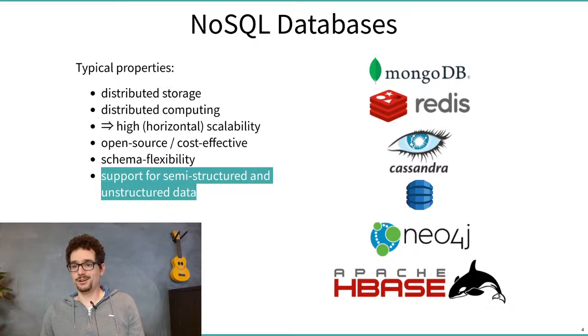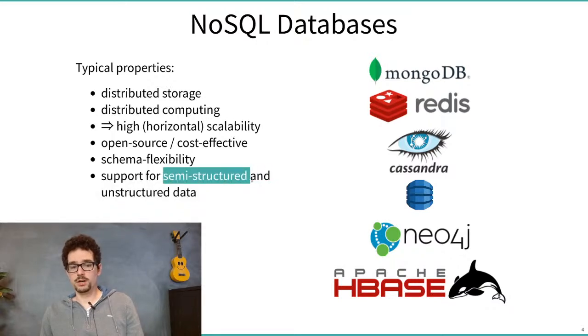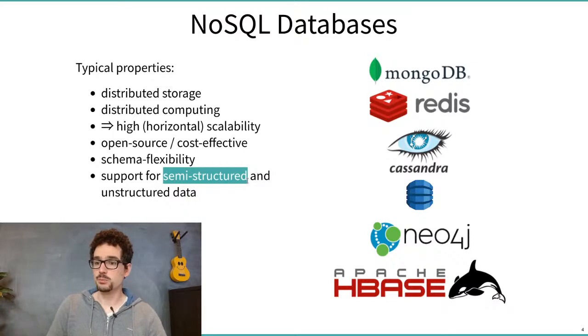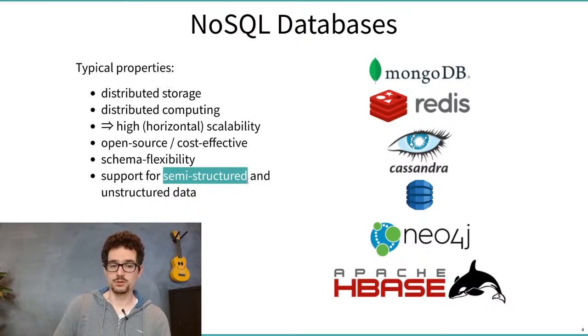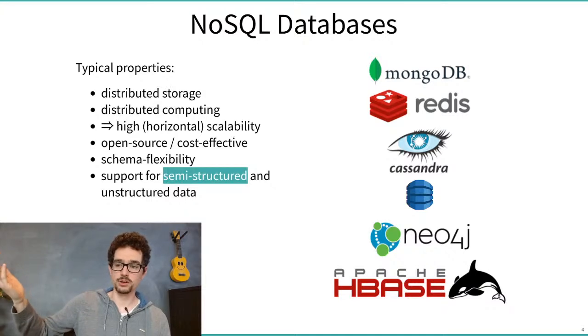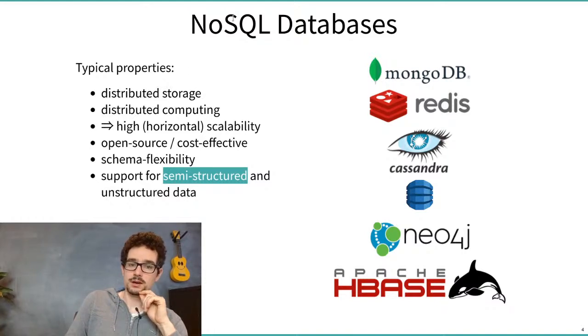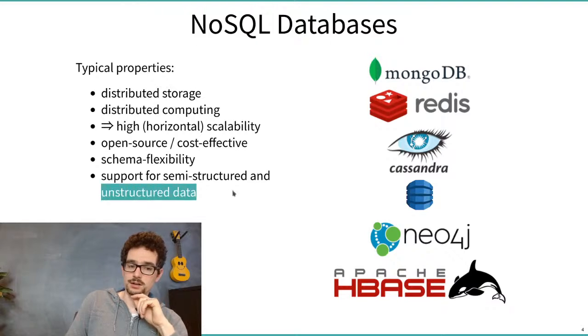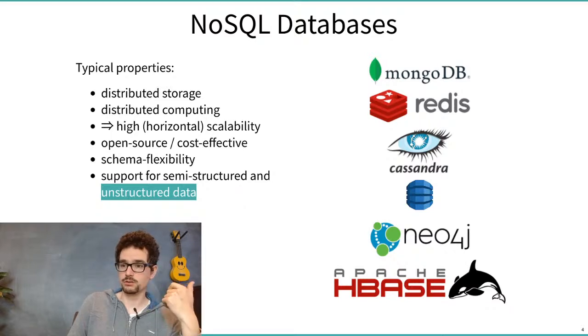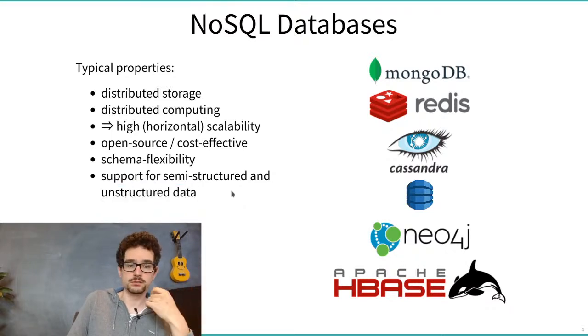NoSQL databases are using a semi-structured data model. Semi-structured means the metadata is part of the data itself. That's because of the schema flexibility. Like in JSON, where the metadata, like price, $2.50, price is basically metadata, but it's part of the data itself. And there are many NoSQL databases which are optimized for unstructured data, where you can use algorithms to do machine learning, for example, on text data or image data.